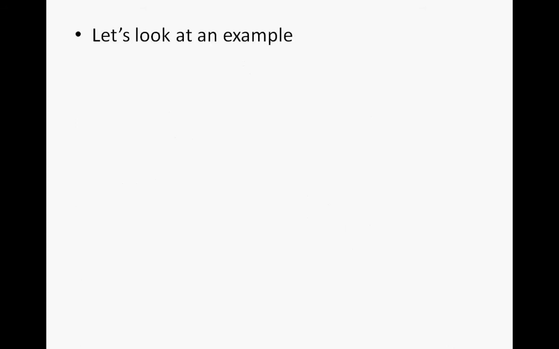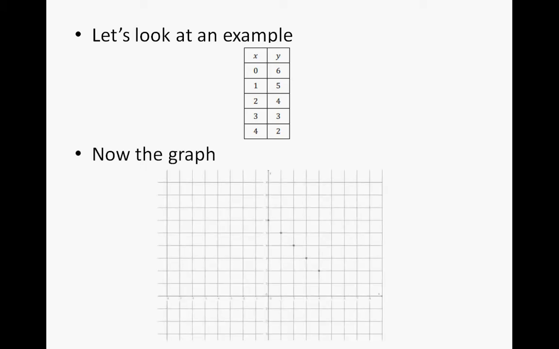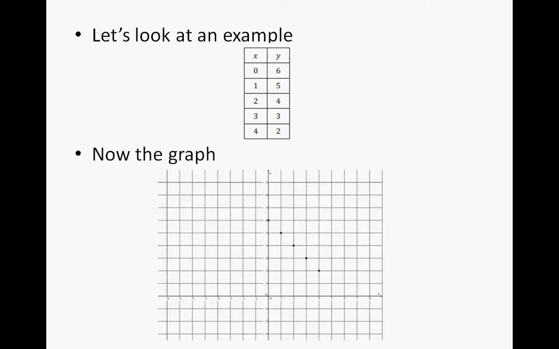So let's look at an example. Let's say we've picked these 5 points for x. That would be 0, 1, 2, 3, and 4, which means then our y, in order to make the solution true, would have to be 6, 5, 4, 3, and 2, respectively. So the graph of these points would look something like this. These points look like they are in a straight line. They seem to have a definite pattern to it.